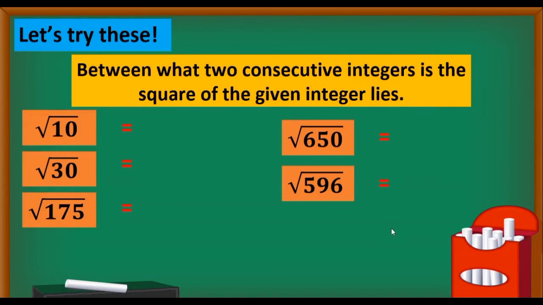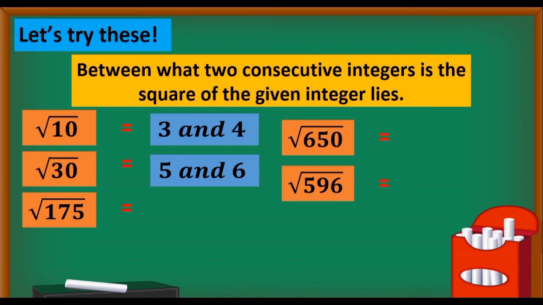Let us try this. Between what two consecutive integers does the square root of the given integer lie? So, ang hahanapin natin ay yung two consecutive integers na nakapagitan sa kanya. So, for example, number 1, square root of 10. Saan nakapagitan? Pakitingin nga sa screenshot. Yes, that is 3 and 4. How about square root of 30? Nakita nyo na ba? That is 5 and 6.